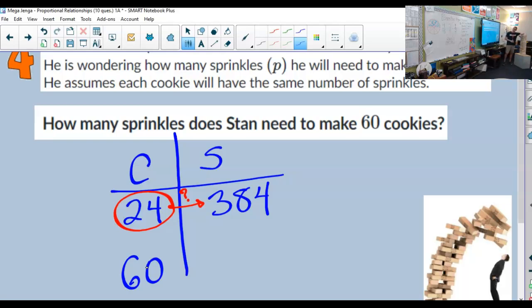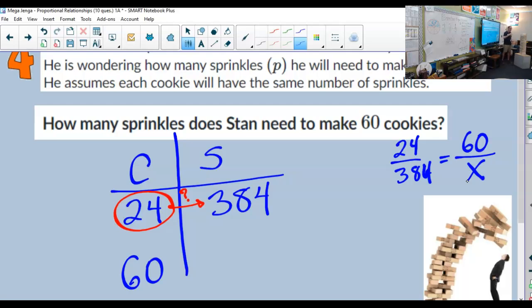I put 24 over 384, and then I did 60 times 384, and then that number divided by 20. Ooh, so you did the cross multiplication style. So Reese said she did this, and we can call this X or whatever you want.